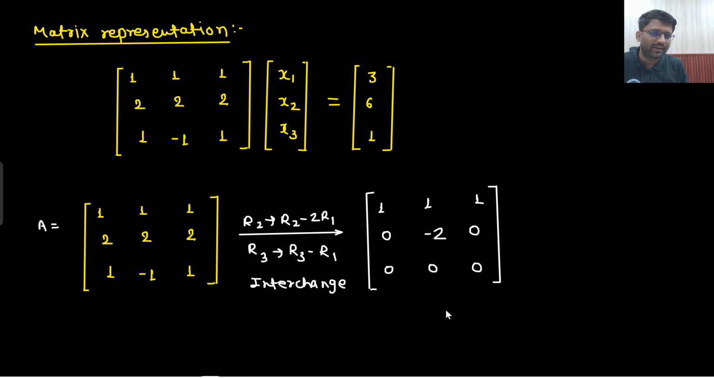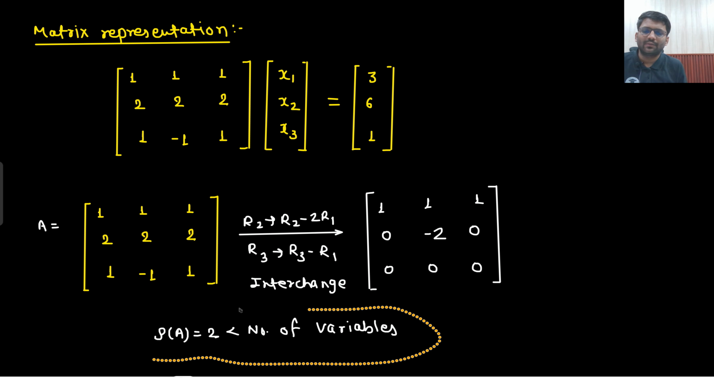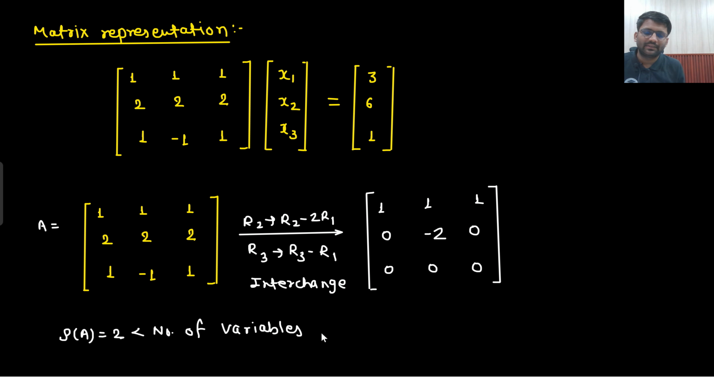So what is the rank of A you are getting? This is a non-zero row, this is a non-zero row. So rank of A you are getting as 2, which is less than the number of variables. What does that mean? That means there will be infinite solutions.